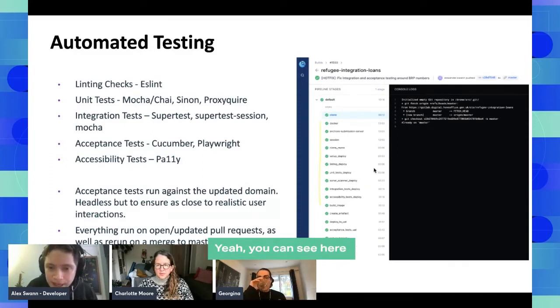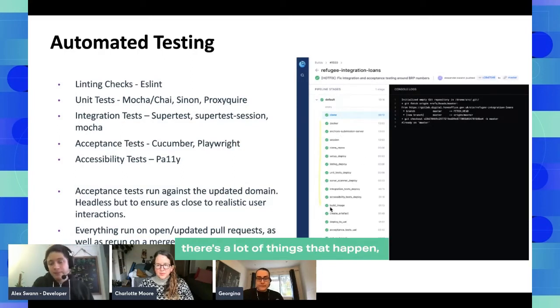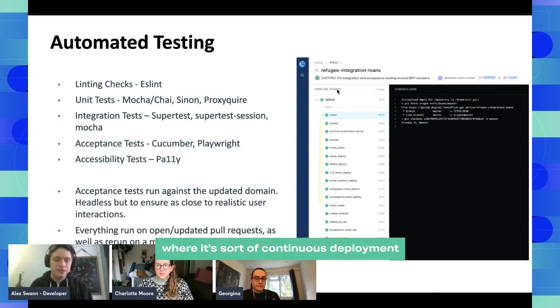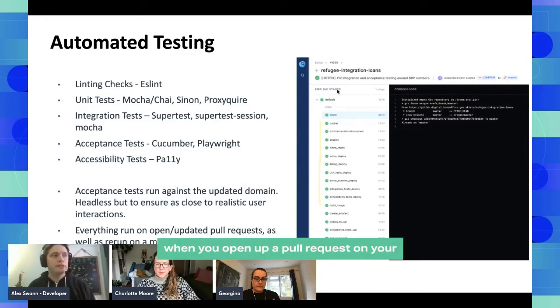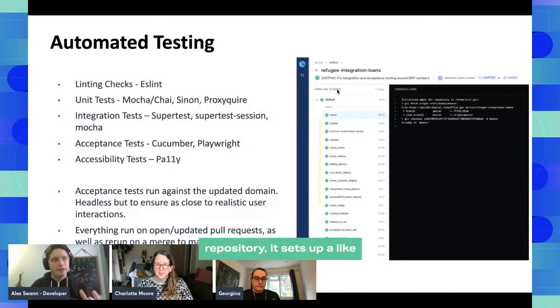Yeah, you can see here, there's a load of things that happen, but basically I've tried to set something up that's sort of continuous deployment all the way to staging. And this follows, I think, a similar kind of pattern, as you were saying, that they have at the Ministry of Justice, where when you open up a pull request on your repository, it sets up a like-for-like clone of all your resources in UAT. So I'll talk about that in a moment.